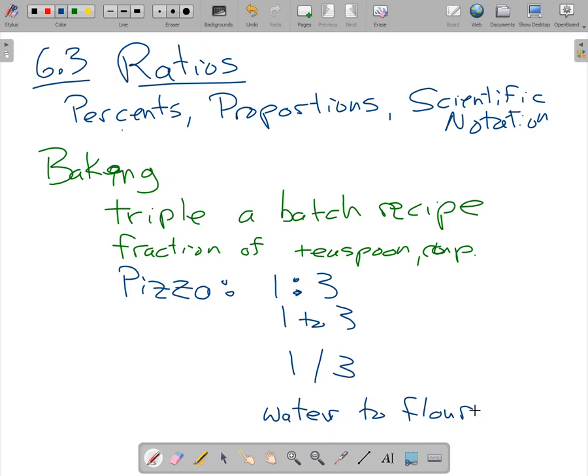Or I could look at it the other way. If I used 1 unit of flour, I use 1/3 that amount of water. So ratios can move in different directions. Anybody think of some other examples of ratios?